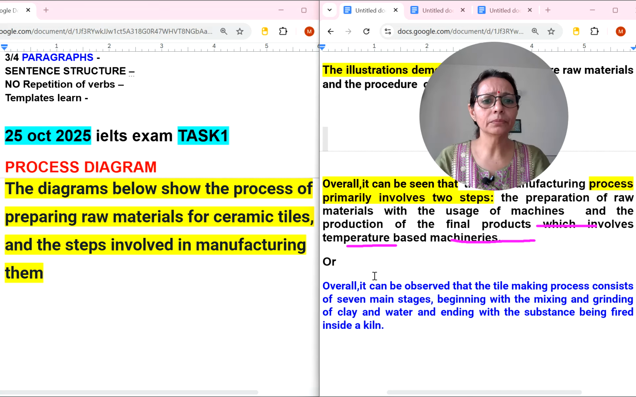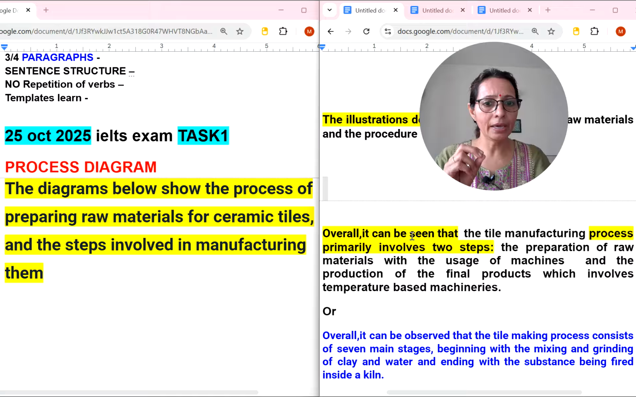Overall, it can be seen. So what I have done is highlighted some words. You can see these are template language. You can use it in any task 1. Overall, it can be seen that the tile manufacturing process primarily involves 2 steps.